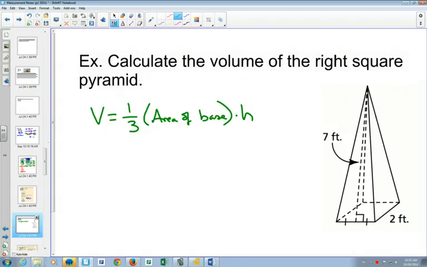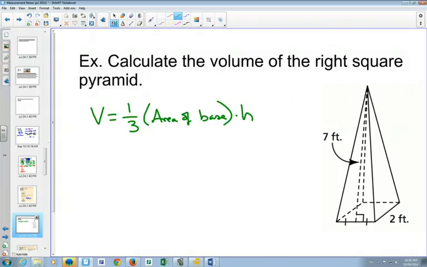Do I have enough information to find the area of the base? The diagram shows 2 feet just on one side. Do I know what the other side is? Or is there not enough information? So do I know what the other side is?